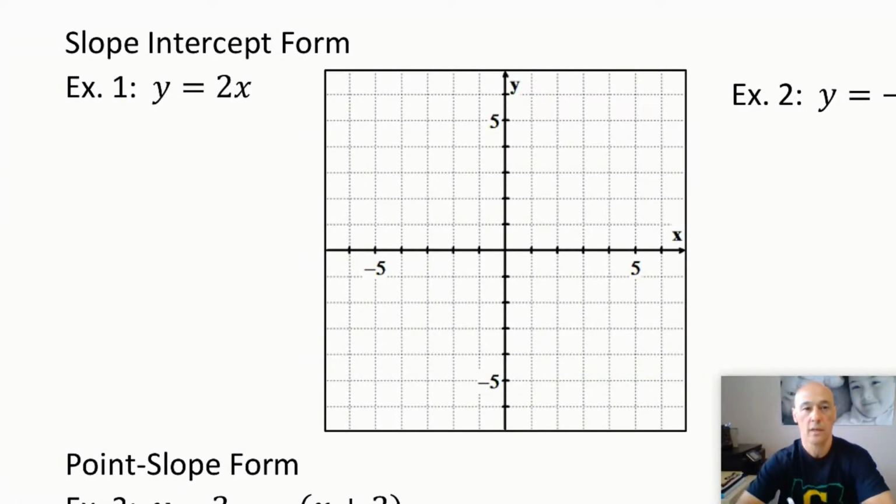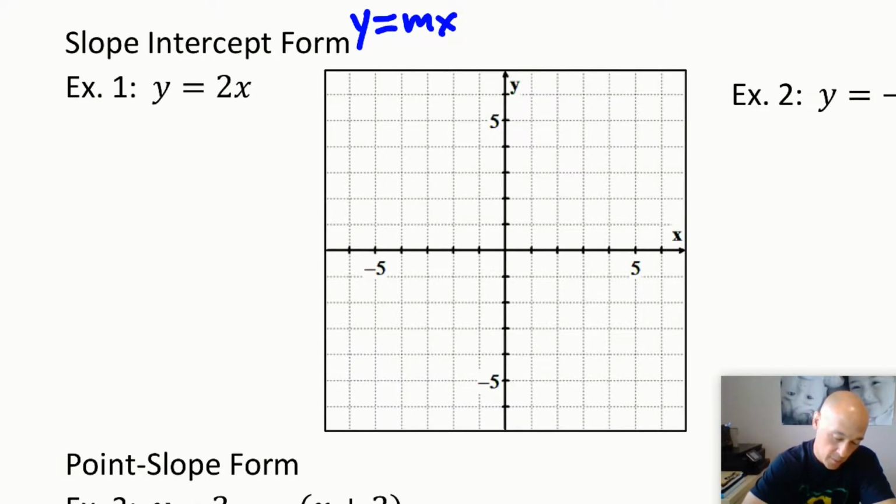So in this equation, we can see that, remember, slope-intercept form is y equals mx plus b. In this case, our plus b is plus 0. That tells me that my y-intercept is the point 0, 0 right there. Now, my slope is 2.